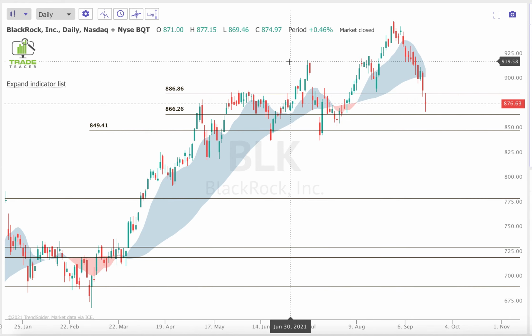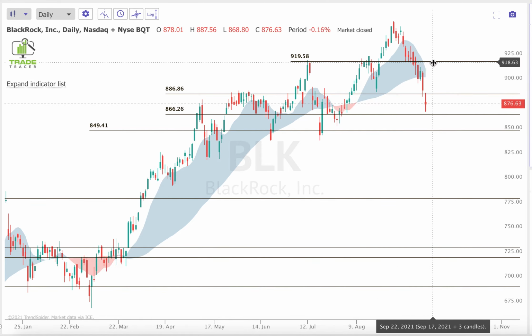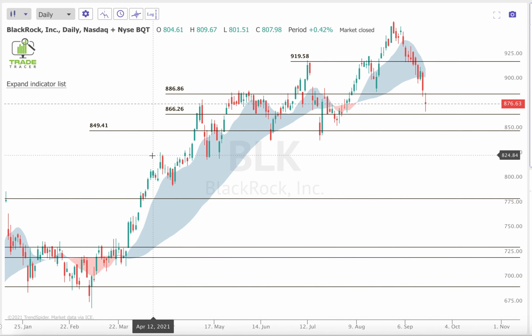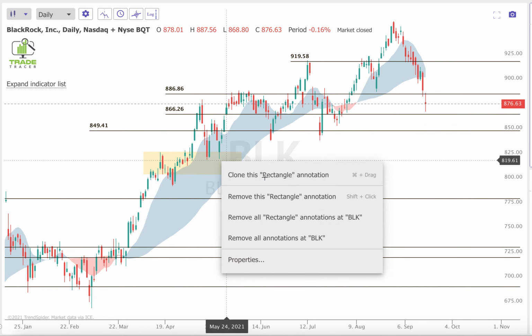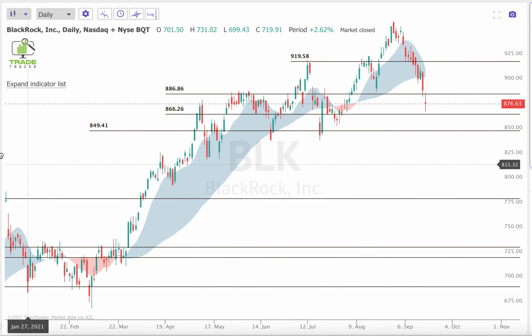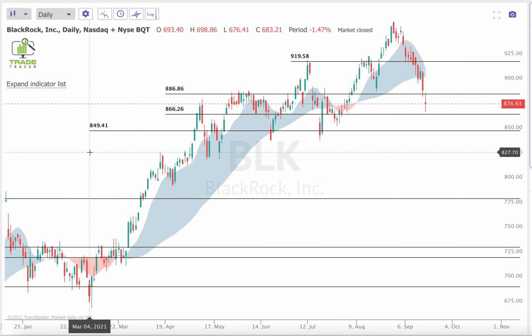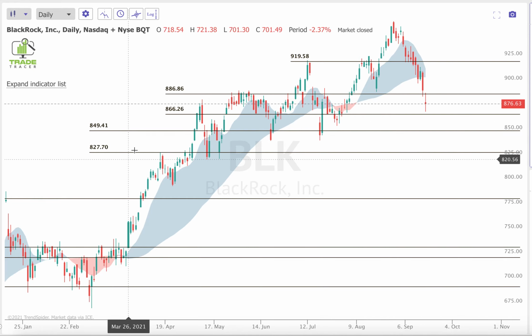I'd probably put a level right in here because this was a previous breakout, and you can see a lot of price action has happened in here. So now we've got some levels in here, and you can see this area as well. This range in here has a lot of price history, so that's an area where I'd be looking to put another level. Right in there, 827, you can see previous high, breakout, support, and then took off.